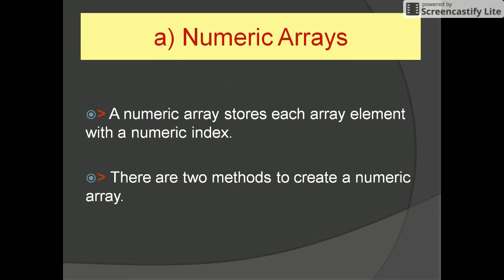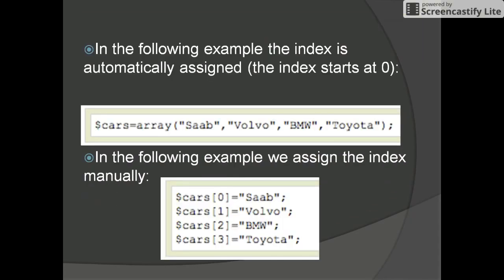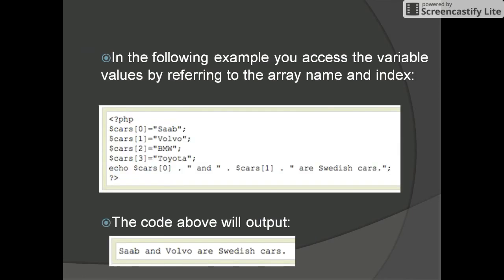A numeric array stores each array element with a numeric index. There are two methods to create a numeric array. For example, we can create a variable of type array which has multiple values stored in it. We can also assign a value to each index. For example, Volvo is stored at index 1, BMW at index 2, Toyota at index 3, or we can directly assign them separated by commas.